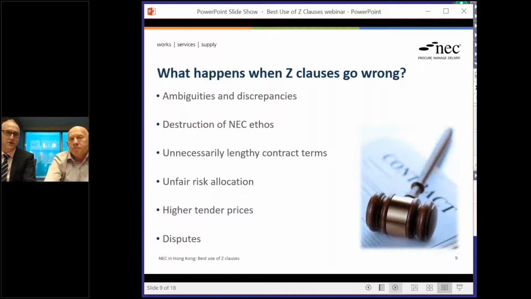But it was just a classic case of some drafting being done in two different documents on an NEC contract, and it gave rise to an ambiguity and a dispute. And so it's just very important to take care when drafting the contract. The destruction of the NEC ethos, we can pick that up on the last slide.